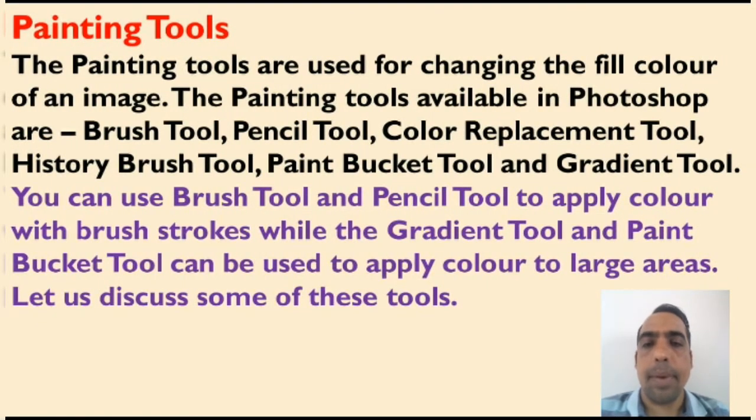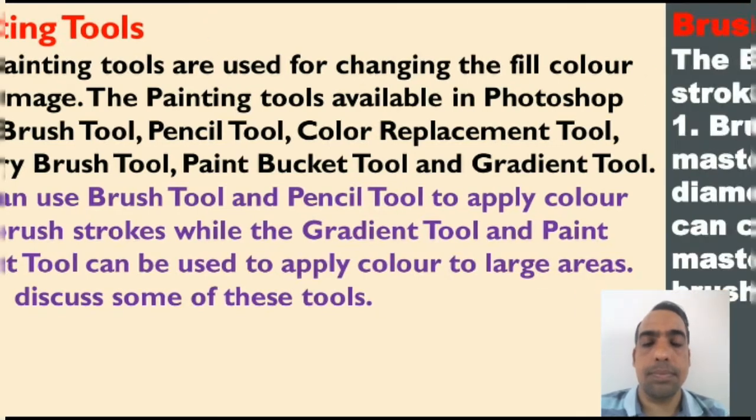Painting tools. The painting tools are used for changing the fill colors of an image. The painting tools available in Photoshop are brush tool, pencil tool, color replacement tool, history brush tool, paint bucket tool and gradient tool. You can use brush tool and pencil tool to apply colors with brush strokes, while the gradient and paint bucket tool can be used to apply color to large areas. Let us discuss some of these tools.